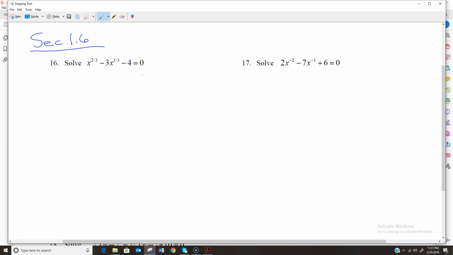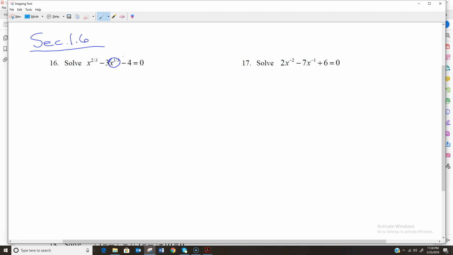So what we are looking at here in 1.6 with problem 16 and 17 is equations that are in quadratic form. They're not actually quadratics because they don't have a second power, but they kind of look like a quadratic in that the first term has power 2/3, and then the middle term is half of that. Normally with a quadratic you'd have x squared and x. Here we have x to the 2/3, and then half of that, which is x to the 1/3, but they're not quite the right powers. And then you're going to have a constant term on the end.